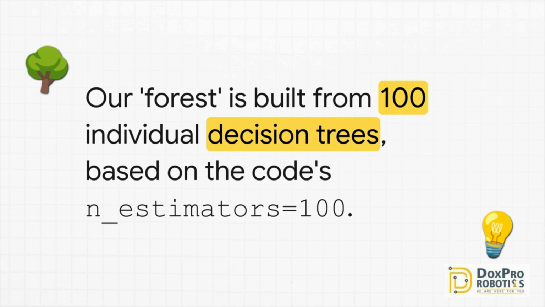So just how big is our committee of experts? Well, in the actual code, there's a setting, it's just a parameter called n_estimators, and we set that to 100. And that literally means we are building our forest with 100 individual decision trees, and every single one is ready to cast its vote.